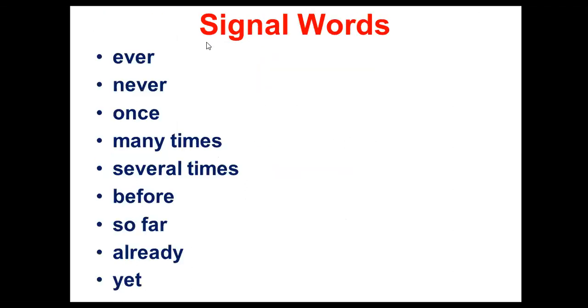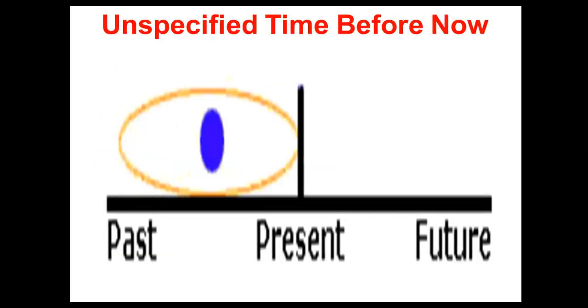Here are signal words or keywords, the words which in most cases come with this tense: ever, never, once, many times, several times, before, so far, already, just, yet, and so on. We are going to discuss the most important words in detail.